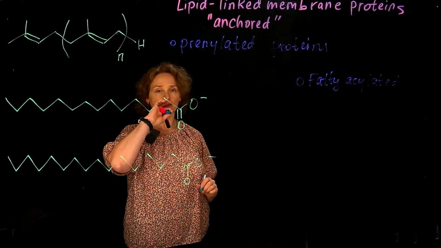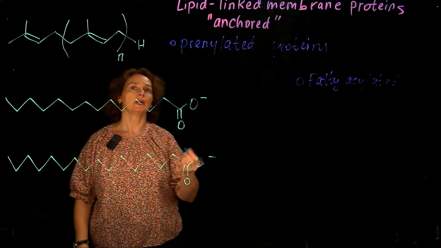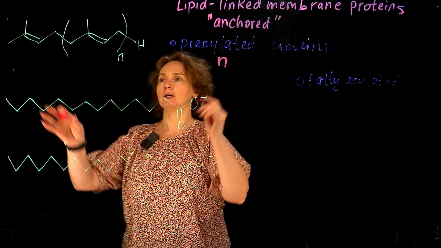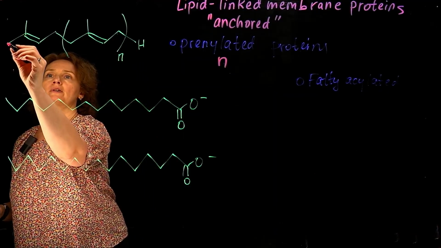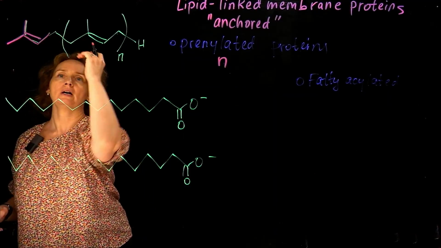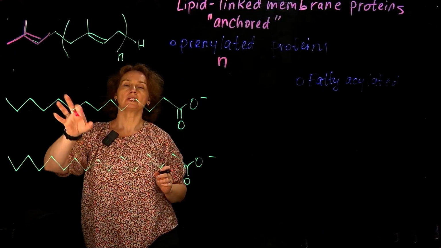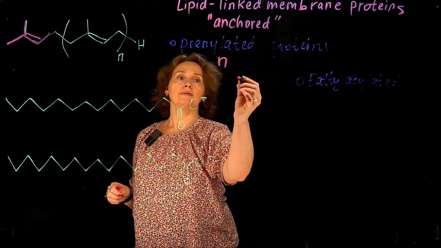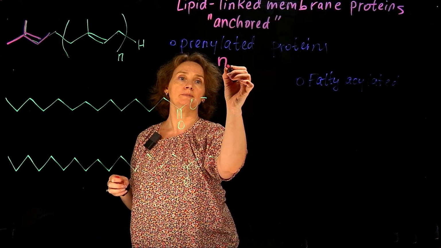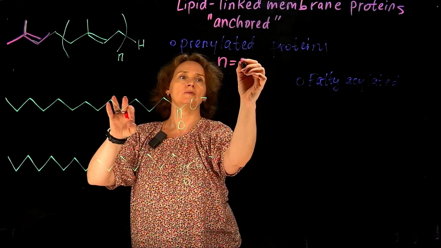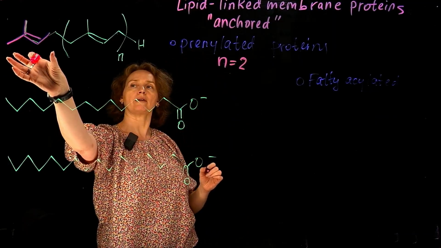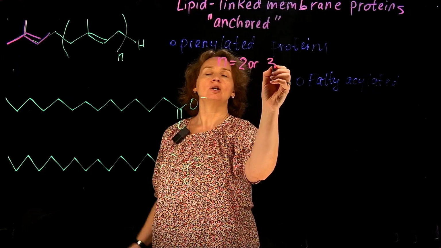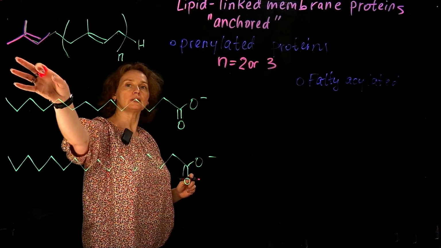And for prenylation, we have either farnesyl residues, in which we have those 5 carbons, right? Those are isoprenoid units. And for farnesylated proteins, we have 3 units. And so in this case, n equals 2, because I have one more unit right there. Or we have geranyl-geranylated proteins, in which we have 4 of the isoprenoid units, and here n will be equal to 3.